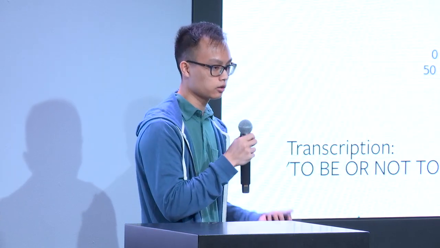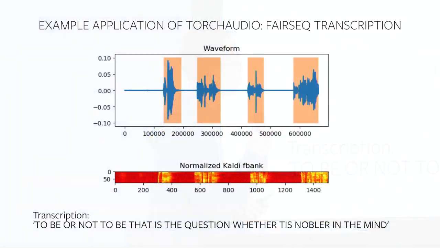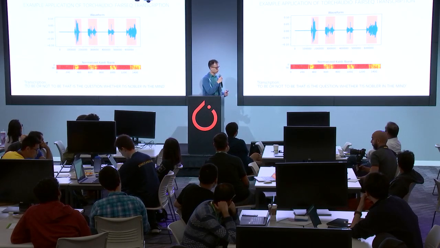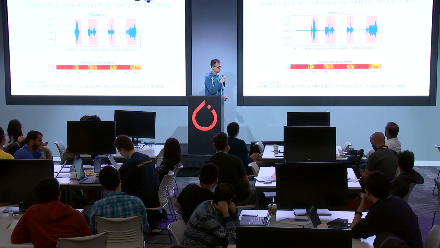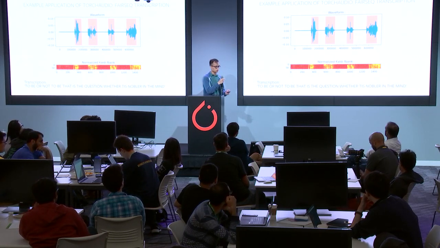Okay, so a practical application of Torchaudio. What we did here is we took Shakespeare's Hamlet, "To be or not to be." We took the audio file and we did voice activity detection, so we segmented the file based on when the person's speaking. And we run it through the Kaldi fbank, and you get this tensor below here. And then using this normalized fbank, we can transcribe the audio.